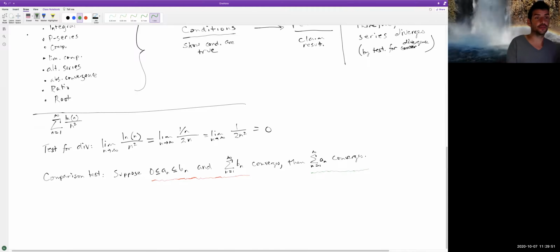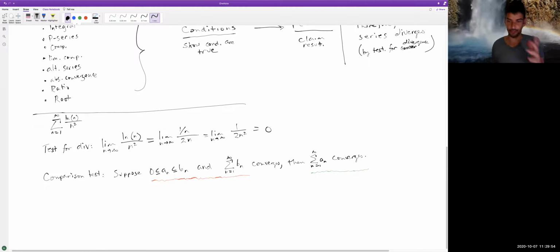It's a little bit like the squeeze theorem. Kind of feels a little bit that way, right?